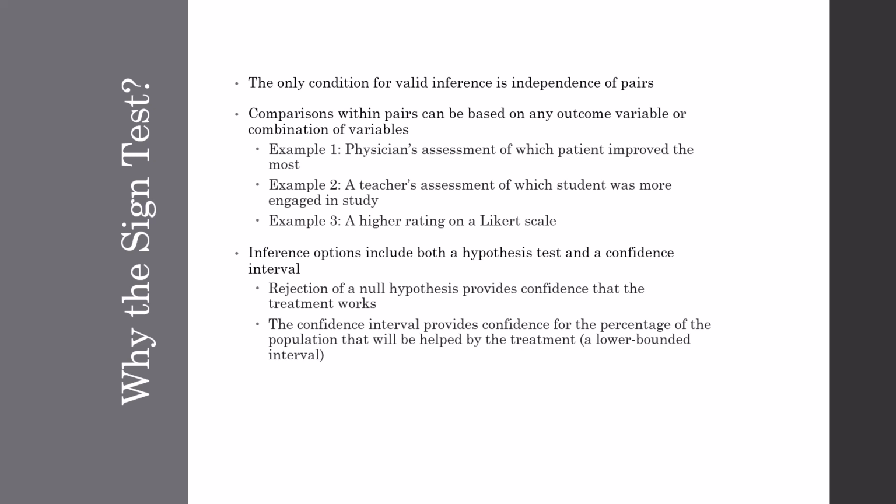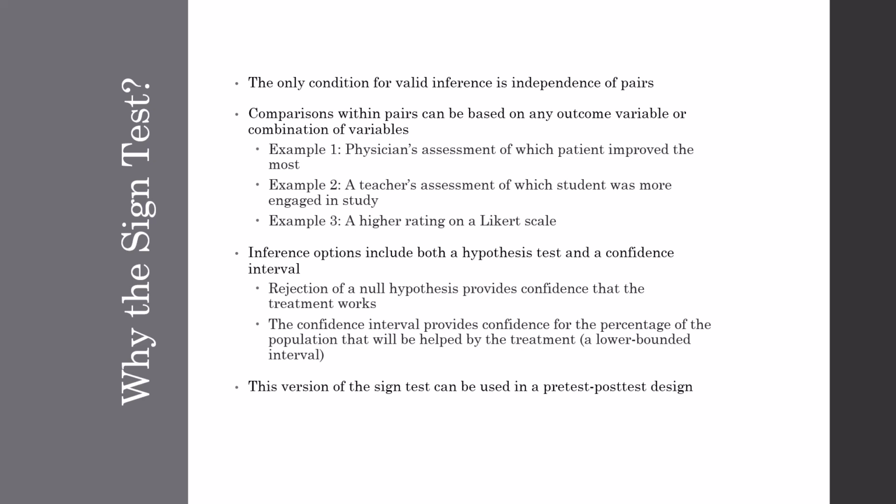Now, specifically for the sign test, it is a test, and rejection of a null hypothesis provides confidence that the treatment works. But if we want to recognize the sign test as a special case of the binomial test, then we can build a confidence interval, just like we did for the binomial test, that provides confidence for the percentage of the population that will be helped by the treatment. That is, a lower bounded interval if we are looking to see if the treatment produces more success than the control. In a case in which the study participant can actually be a part of both conditions, then that's the best kind of match that you can have.